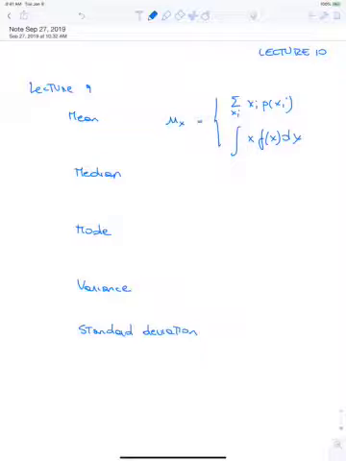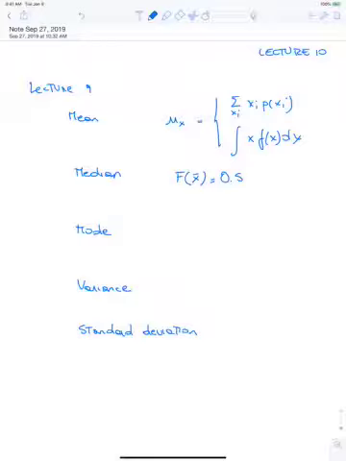The median is simply the value such that the cumulative distribution function is equal to 0.5. So it means that you have 50% chance, or 0.5 probability, of having values below the median, and 0.5 probability of having values above the median.